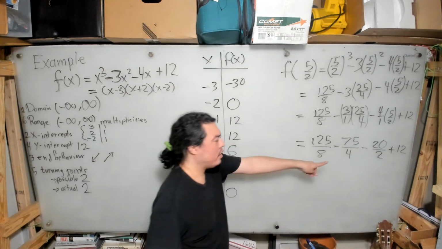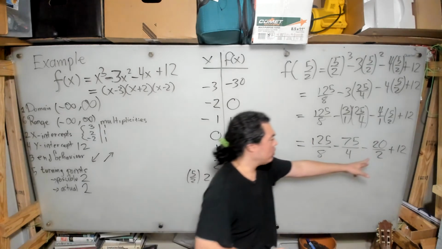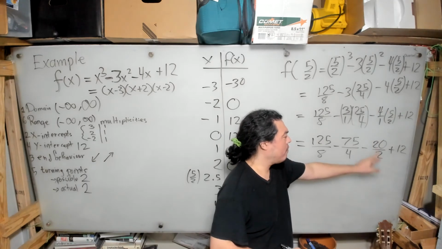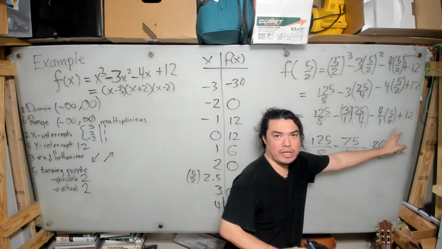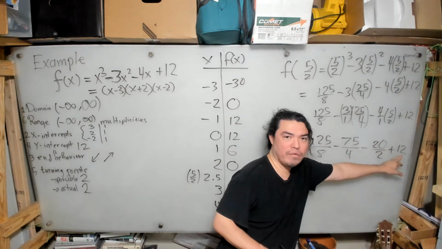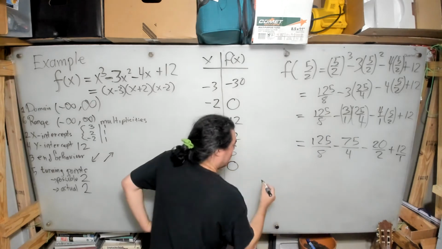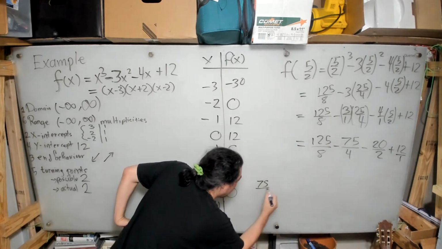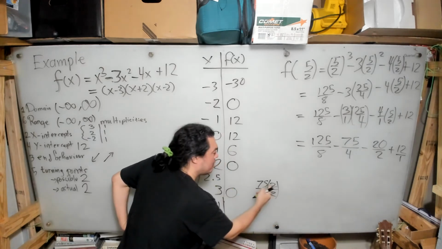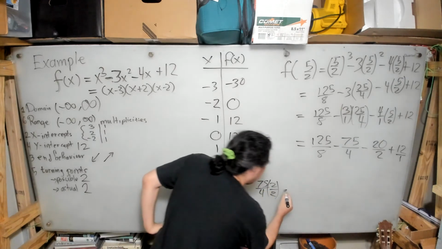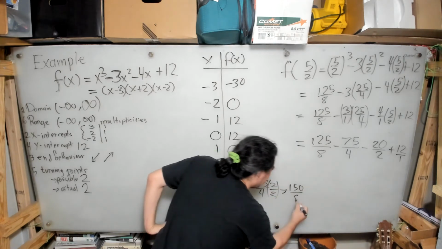To put the second one over 8, I'm going to have to multiply the top and bottom by 2. To get this one over 8, I'm going to have to multiply the top and bottom by 4. To get this one over 8, I'm going to multiply the top and bottom. In this case, this is 12. I can see it as 12 over 1, right? Okay. So 75 over 4 times 2 over 2. 2 times 75 is 150, okay? And 4 times 2 is 8, okay?